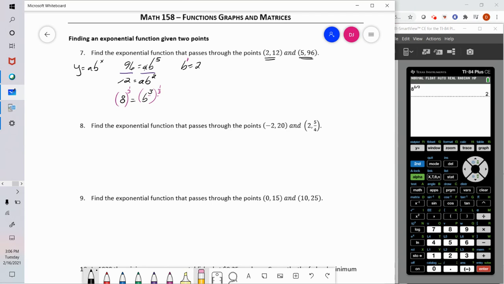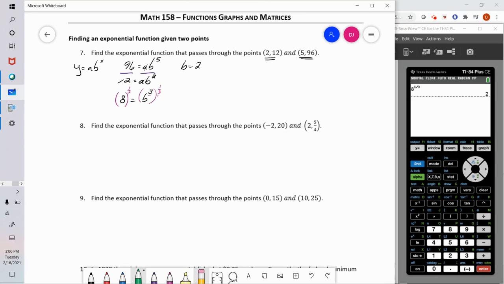But it's also good to be able to figure out how to get this using the graphing calculator. So b to the first is equal to 2, or I can just write b equals 2. Okay.